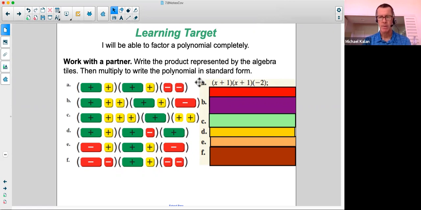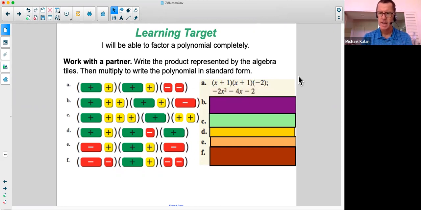Now, again, we have 3 factors being multiplied together. You can do them in any order you want. But in this case, I would probably just square x plus 1, right? Which we can do very quickly, which is x squared plus 2x plus 1. Square the first term, double the product of the two terms, square the last term. And then all I have to do is distribute a negative 2 to that, and I get negative 2x squared minus 4x minus 2. Okay, try B, C, D, E, and F on your own, and pause the video, and then I'm going to come back.